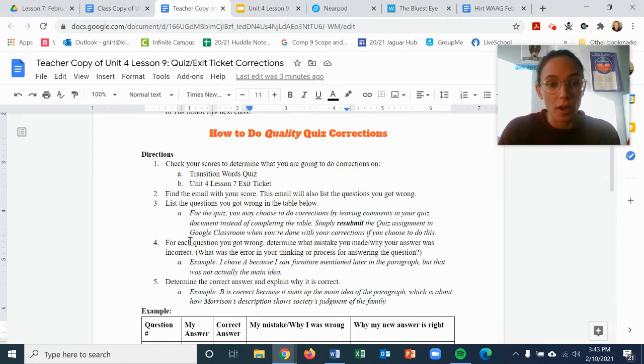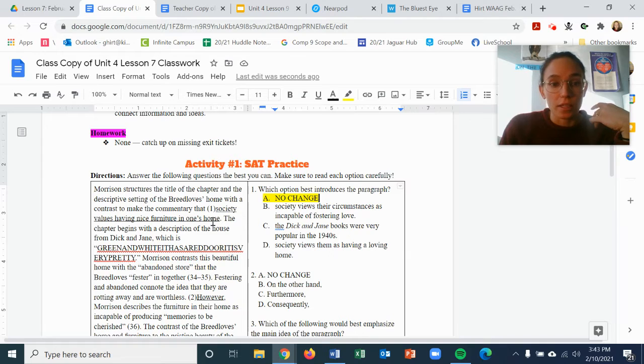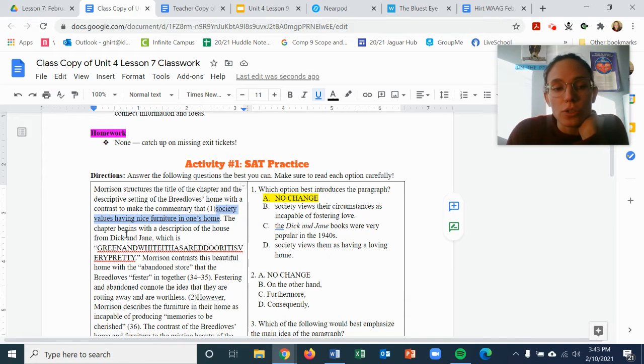So again, after you've picked your question, you have to determine what mistake you made or why your answer was incorrect. What was the error in your thinking or process for answering this question? So I'm looking at this question. This says society values having nice furniture in one's home. So if I'm trying to introduce the paragraph, I'm thinking, why did I choose that answer?